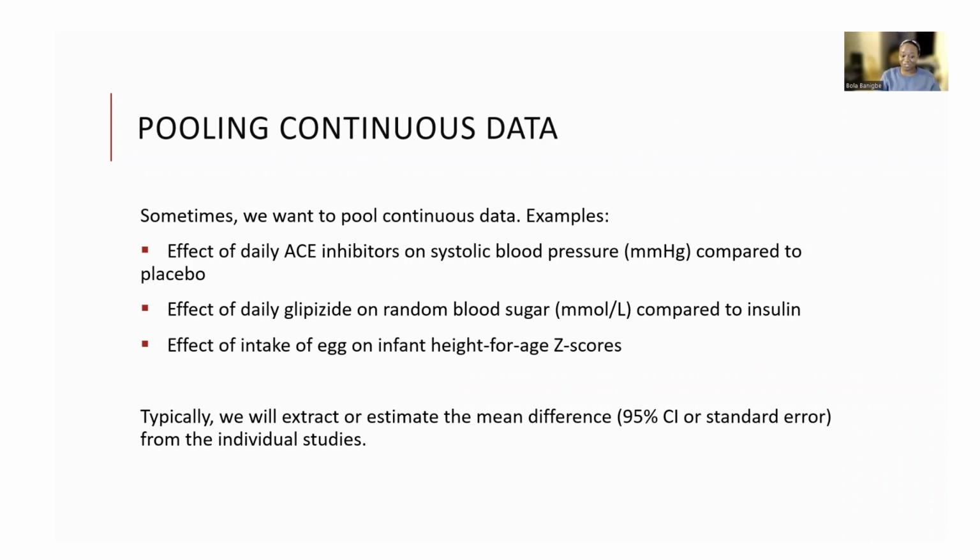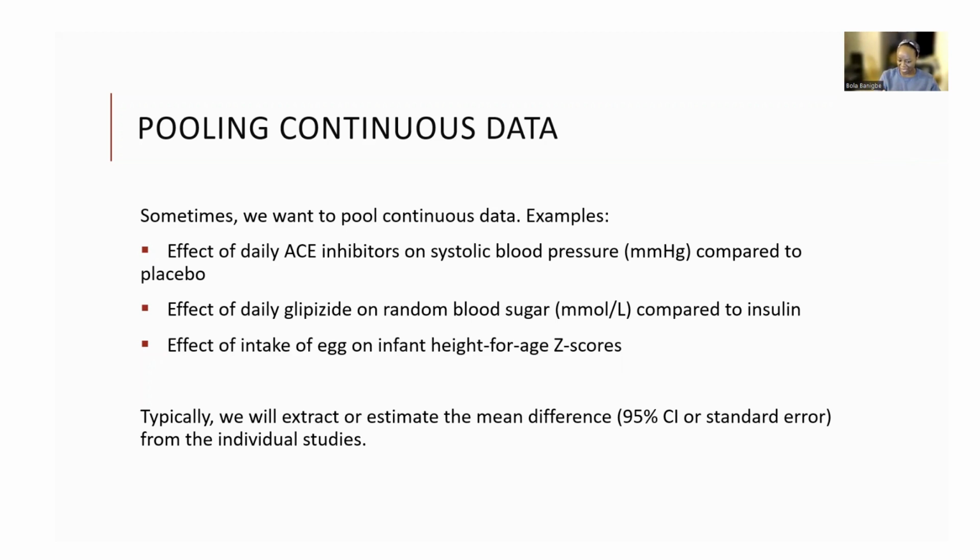Or say, for instance, you want to look at the effect of egg intake on infant height for age in z-scores. So you're looking at z-scores, which are continuous measures. When you have this type of measures, it's slightly different from what we've talked about earlier. And typically you want to look at the mean difference because now you're comparing two arms, right? The effect of placebo or ACE inhibitors on blood pressure, the effect of glyphosate or insulin on blood sugar, or the effect of egg intake on infant weight for height z-scores.